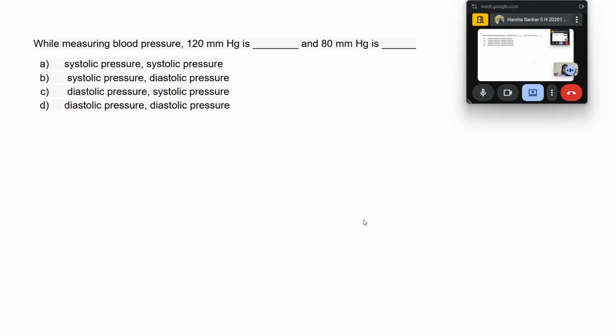While measuring blood pressure, 120 mm Hg is dash and 80 mm Hg is dash. Option A, both are systolic pressure. Option B, one is systolic pressure and the second one is diastolic pressure. Option C, the first one is diastolic and the second one is systolic. Option D, both are diastolic. So what is the correct answer?